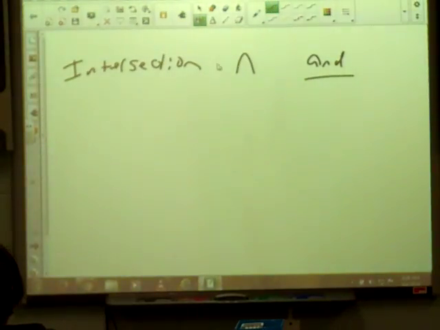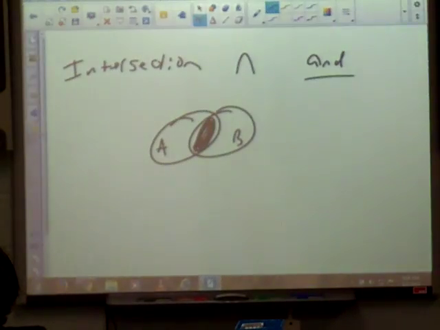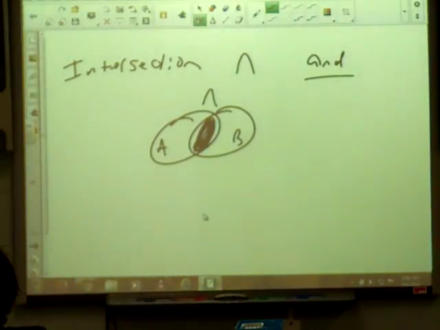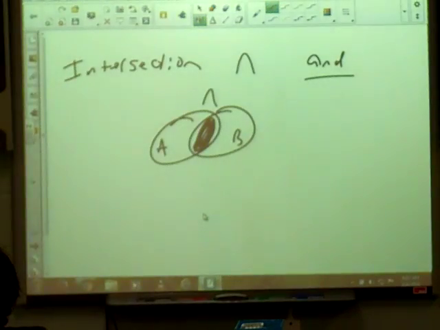So if I were looking at this in terms of a Venn diagram, if I name these sets A and B, the intersection would be the stuff that's in both of them. That would be my intersection of A and B there, right? That upside down U means intersection. That means it's got to be in both of them. Can't intersect with them if you're not on both roads. It's got to be in both of them.